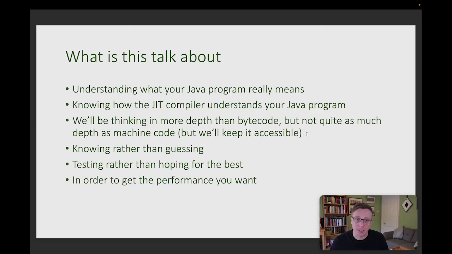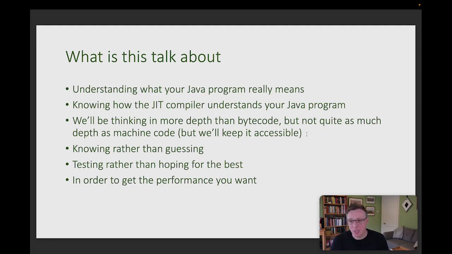We can reveal that by using some internals of the compiler, and we can see how the compiler understands your Java program. I think that can help us better understand what our Java programs are doing if we're at the level where we're trying to look at performance in detail. We'll be thinking in more depth than bytecode. If you've heard of bytecode, we'll be starting there, but not going into as much depth as machine code. I'm aiming to keep this all accessible, so we'll be using diagrams to understand what the compiler is doing rather than dry text representations. So it should be accessible even if you're not sure what goes on beyond bytecode.